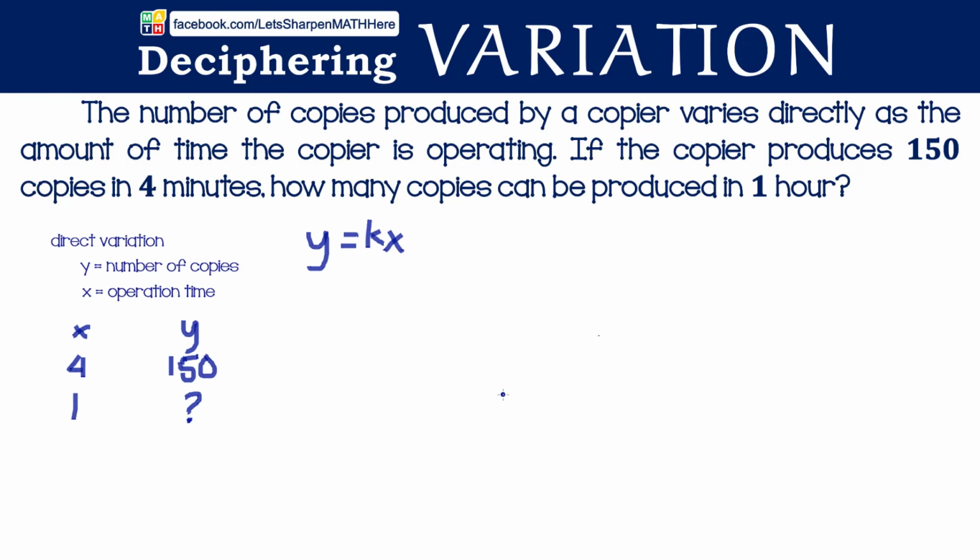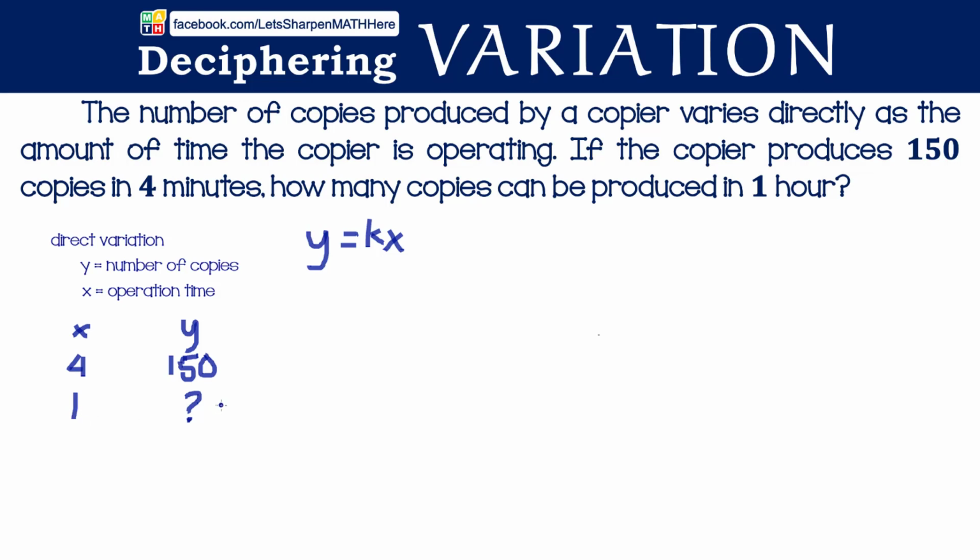And per unknown, we are asked here about the number of copies, so that's actually y, produced in 1 hour. But here comes the concern. Take note that the first set of values given tells us a production of 150 copies in 4 minutes, and we are asked about the number of copies produced in 1 hour. It should not be 1 hour as is, because they are of different units of time measurement.